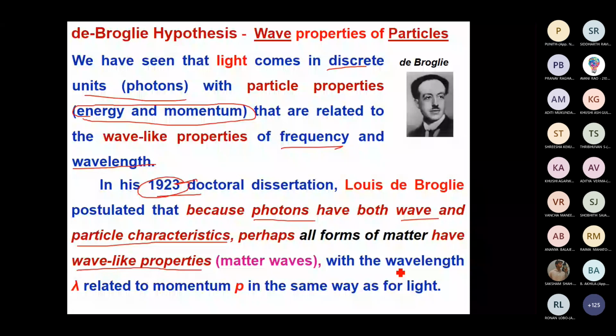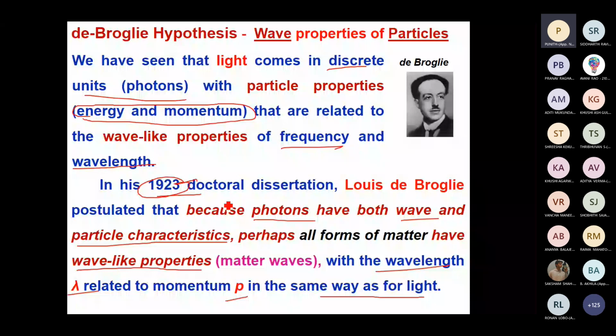What is stated is, since we have now seen that photons have both natures, that is, the wave nature as well as the particle nature, if that is the case, then all forms of matter should be expected to have wave-like properties. So that's what he postulated, which is termed matter waves. Any form of matter, if it exhibits the wave-like nature, we call those waves matter waves, having a wavelength lambda and momentum p, similar to that of the particle.